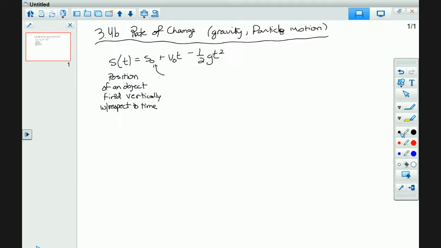What do you think S0 is? Yeah, initial position. Okay. So we have initial position. What is V0? And then G. That's the gravitational constant. Does it ever change? Not on Earth. Yes, it can change depending on the mass of the object you're standing on.